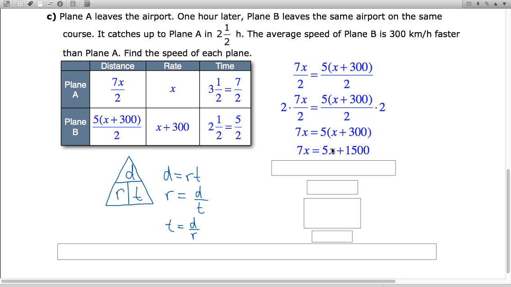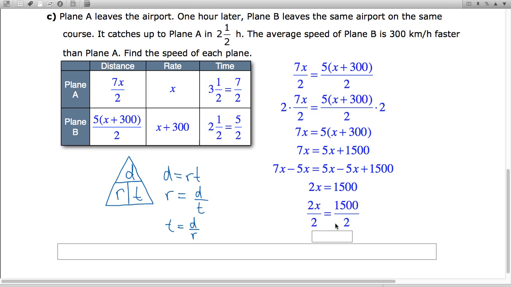Now we've got a variable on the left and a variable on the right, and we've got a constant term on the right. There's only one constant term, it's on the right, let's leave it there. Let's take the variable term and we'll move it to the left. So to do that, we're going to subtract it from both sides of the equation. So 5x minus 5x is 0. 7x minus 5x gives us 2x. We've got 2x equals 1500. Dividing both sides by the coefficient of the variable, we get x equals 750.